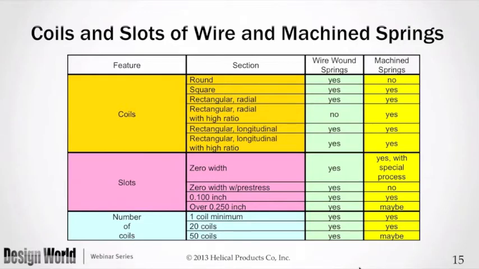20 coils is the same. 50 coils is starting to stretch the machine folks. But as far as wire is concerned, you can have as many coils as you've got wire in your feeder. Garter springs and so on have lots of coils on them, and they're really useful. But machine springs, we've made 50 coil items, but they're a pretty rare item.